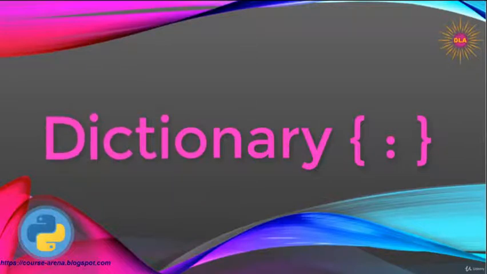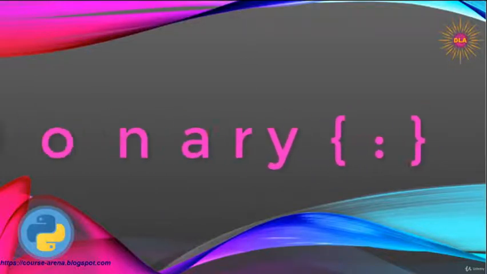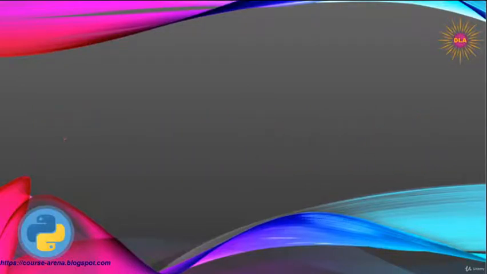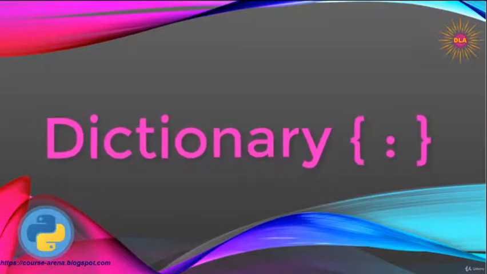A dictionary is unordered. That means it is not indexed. You cannot say this is index 0, index 1, index 2, and so on. And it is changeable, you can actually change that. But the problem is that it does not allow duplicate items. And we use curly braces for that.